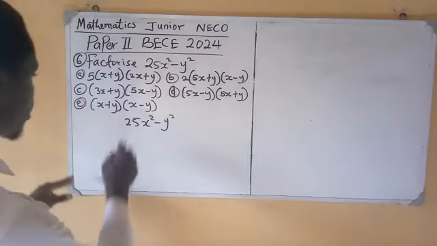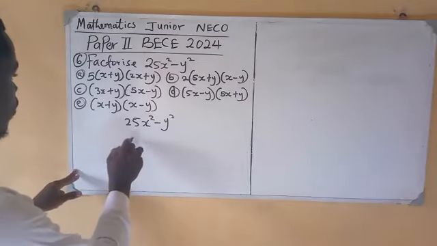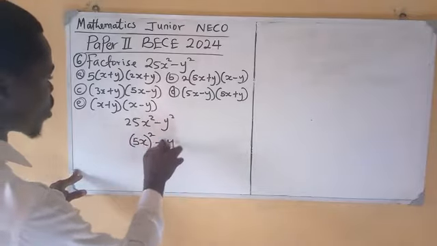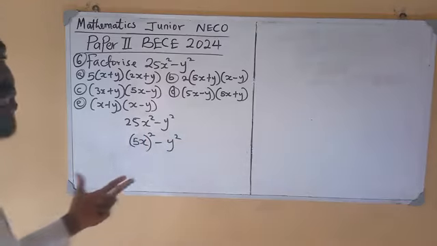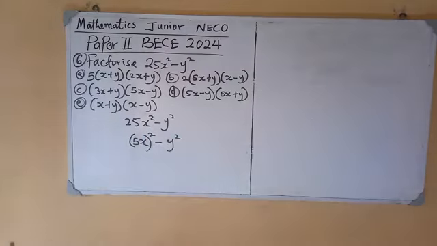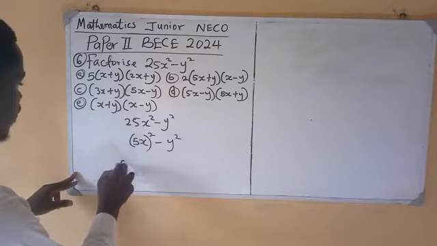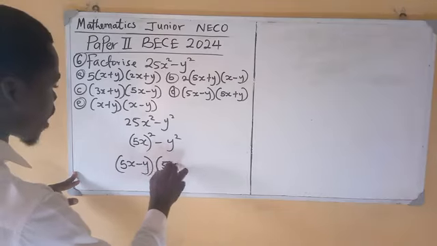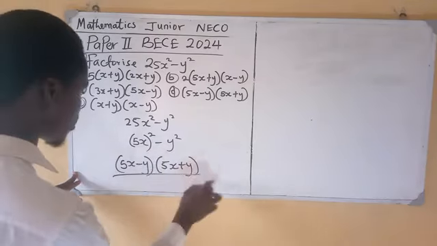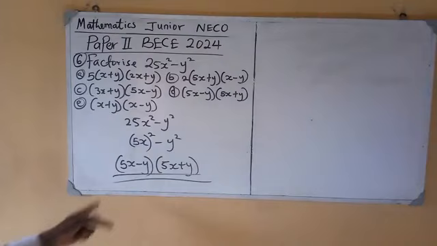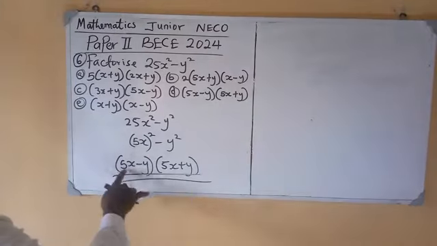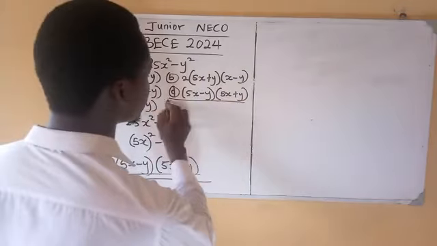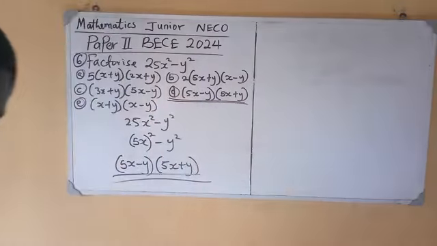Now, when you arrange this, you can put it in this form: 5x raised to the power of 2 minus y squared. So this is what we call difference of two squares, which can also be written as 5x minus y into 5x plus y. So this is the answer when you factorize. So let's check. As you can see, option D is the correct answer.